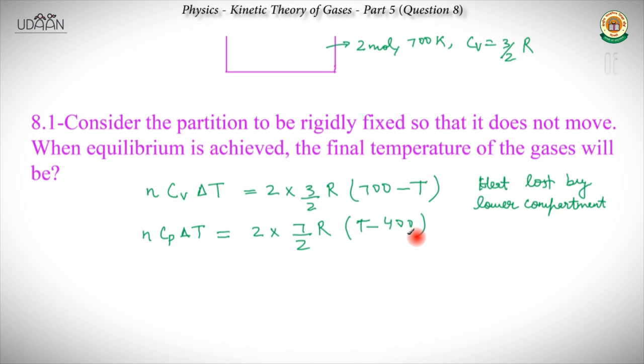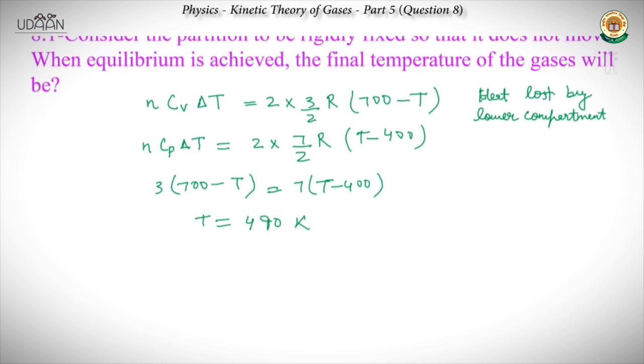So equate them both. We get 3 into 700 minus T would be equal to 7 into T minus 400. Right. We get the value of T to be equal to 490 Kelvin. Right. Okay, so we'll move on to the next part of the question now.